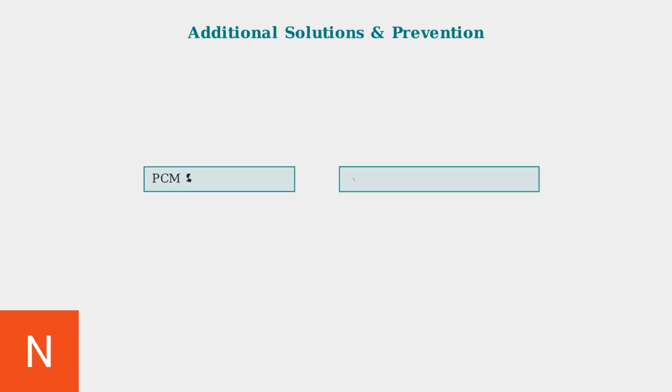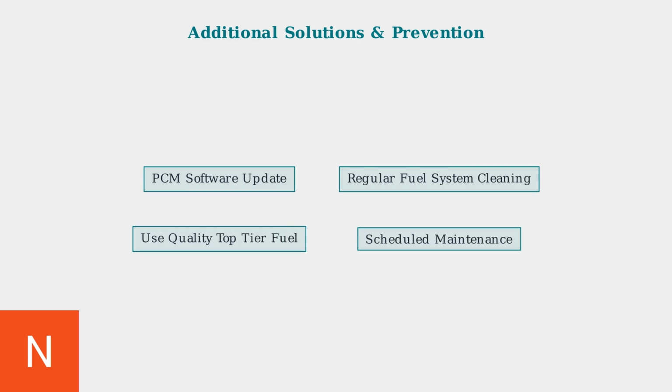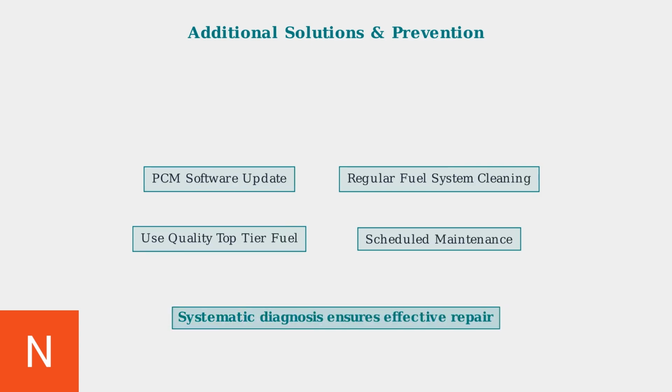In some cases, a PCM reflash with updated calibration software resolves false P219A triggers. Preventive maintenance, including regular fuel system cleaning and using quality fuel, helps prevent future occurrences of this code.